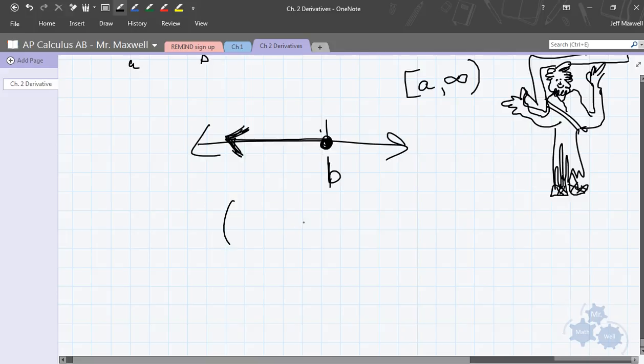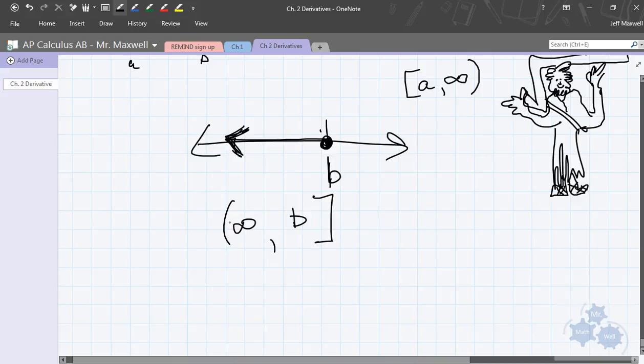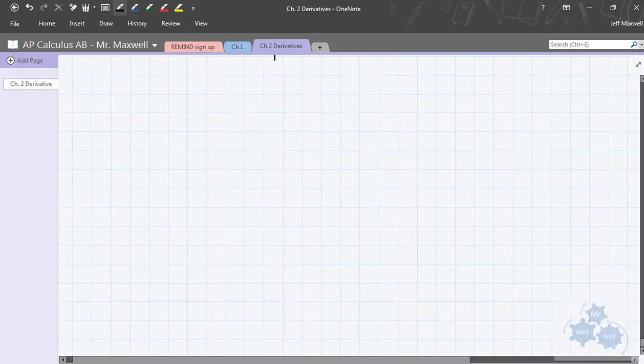All right. What is the interval notation going to be here? Infinity, comma, b. Who agrees? I do not agree. You can all agree with yourselves. I do not agree. Oh, we have an idea. Thank you. Negative infinity. Very good. So the interval notation starts with negative infinity. All right, what else do we need to talk about?